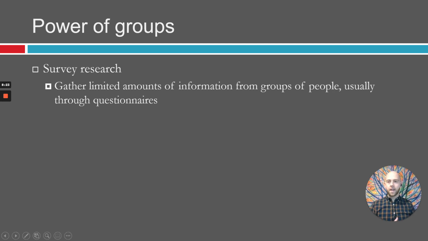On the opposite side, another type of research we might sometimes call observational would be survey research. This is getting smaller amounts of information from bigger groups of people, often through things like questionnaires. Obviously, this is used outside of science. People use this in market research or political polling, but it's very often used in academic research in social psychology, in political science, in sociology, as well.